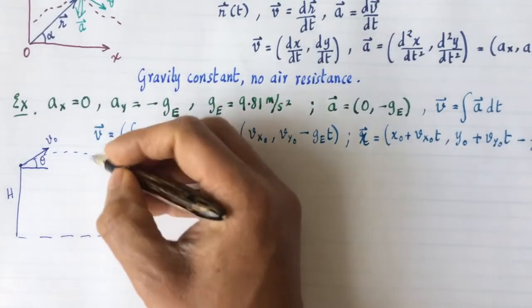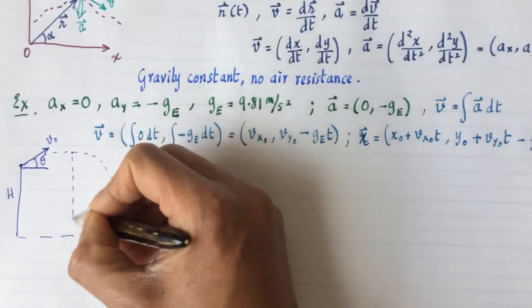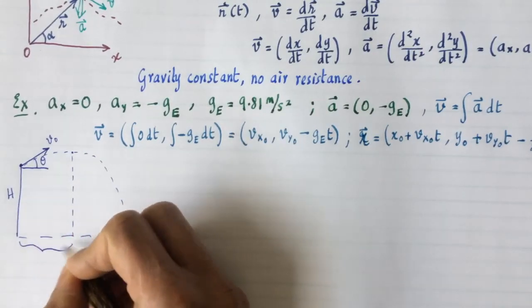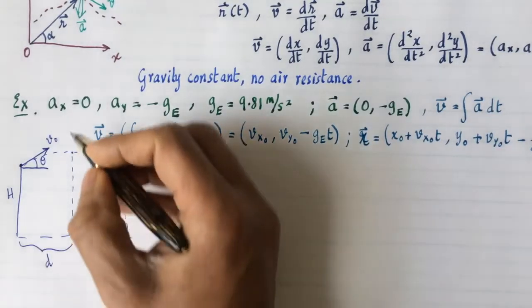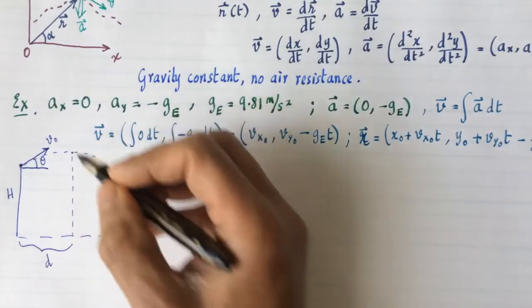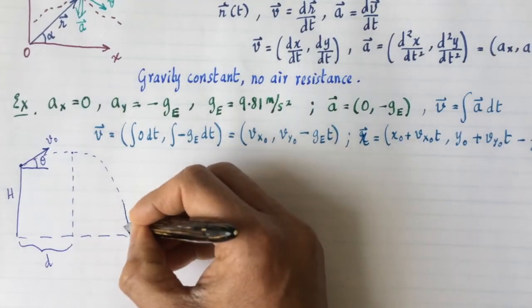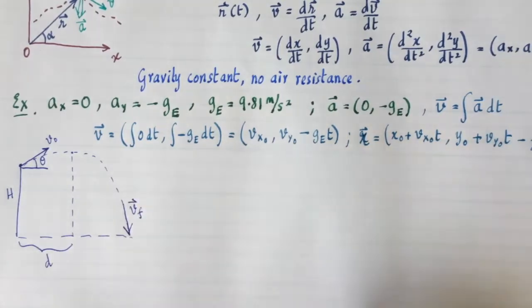Well, I would like in this problem to find out this distance d, that is how far away it is from the cliff when it reaches the highest point. And I would also like to find the final velocity v sub f with which the ball hits the ground. Those are my two aims in setting up this problem. Now I'm going to go about solving it.